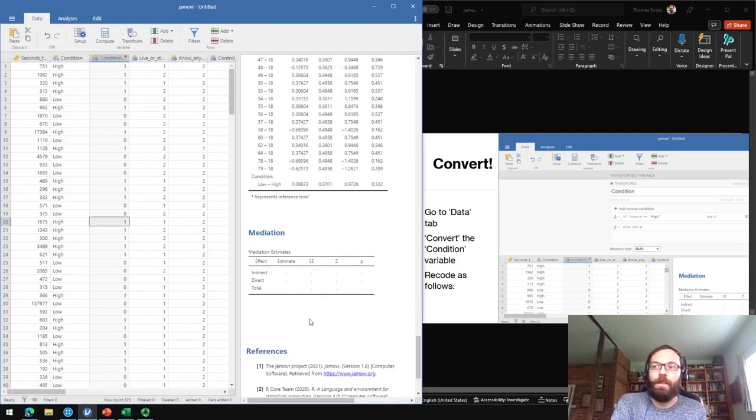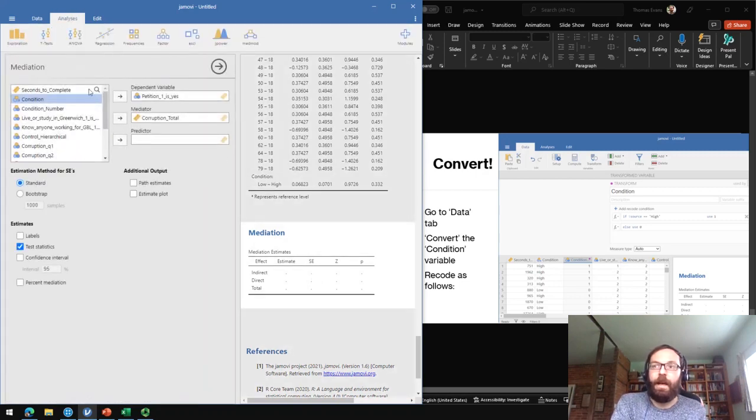So if you click on the mediation box that you started, that's currently empty, that just says mediation estimates, indirect, direct, and total, click back on that, and we can now put in our new variable, which is condition number, in our predictor box, and immediately you can see things have started to happen.